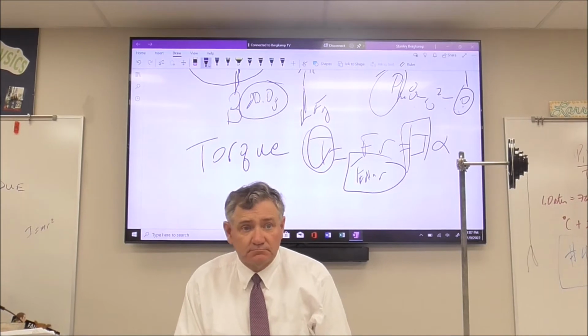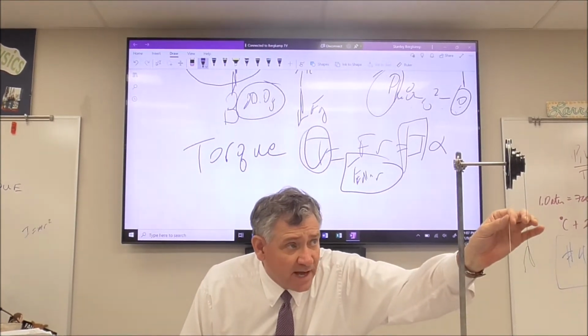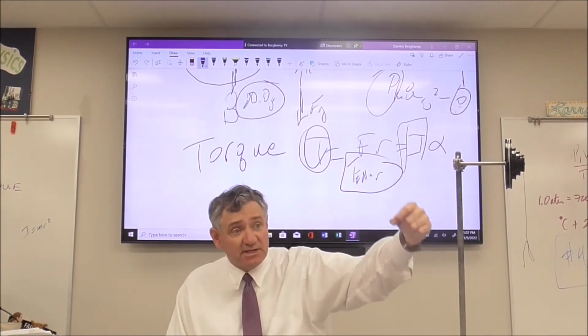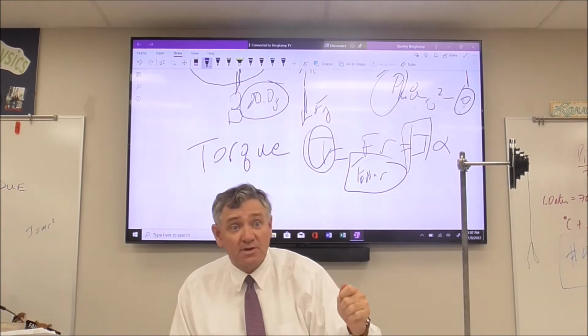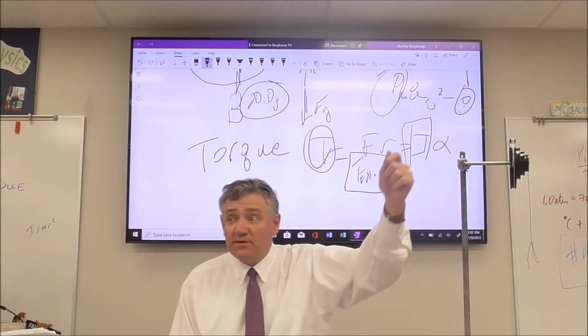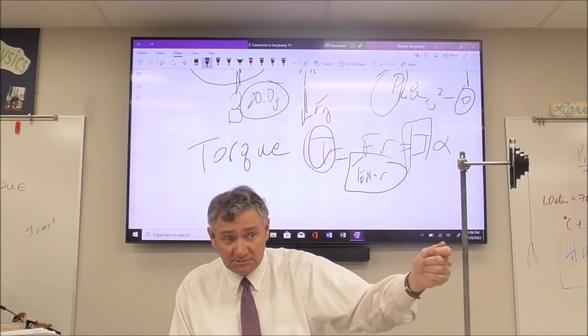Because there's no force, no tension. Now, if I give this a pull, what's going to happen? It's going to accelerate, because then there's going to be some tension in the string. And the harder I pull it, guess what? The more tension. The more tension there is, the more torque I generate, the greater the size of the fish. Does that make sense?